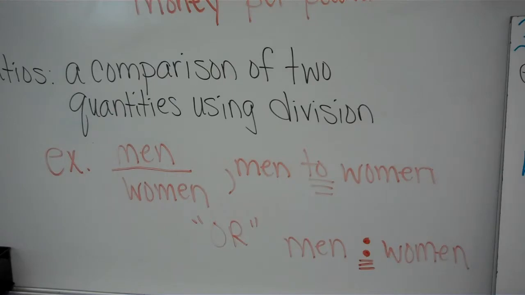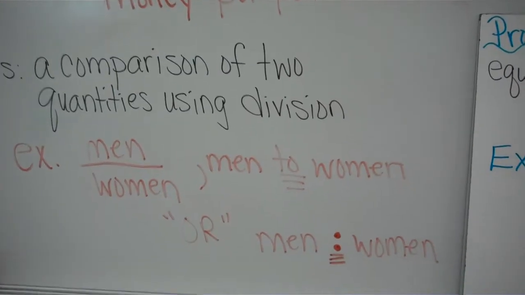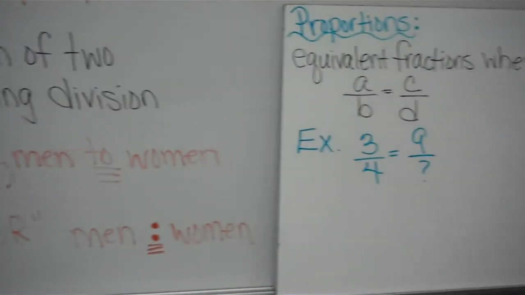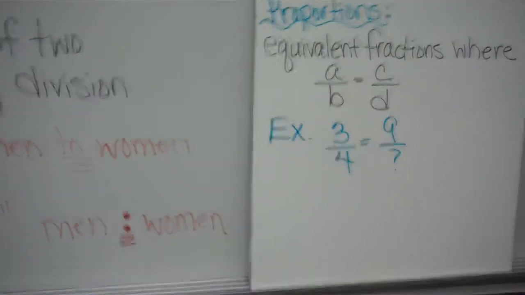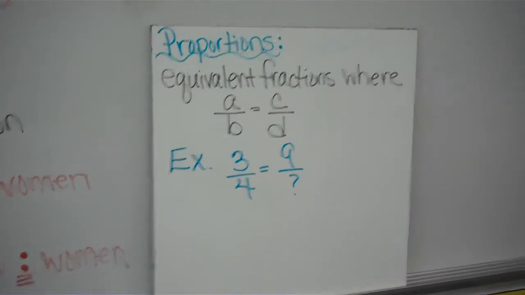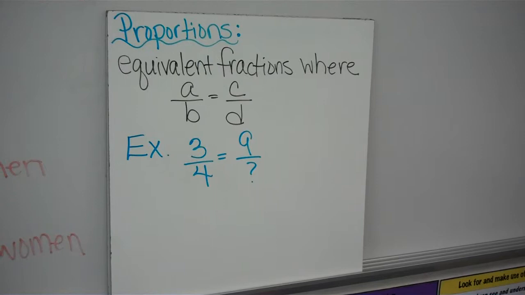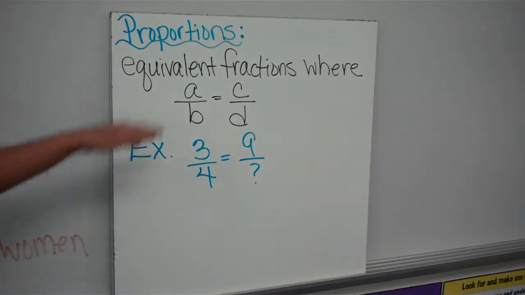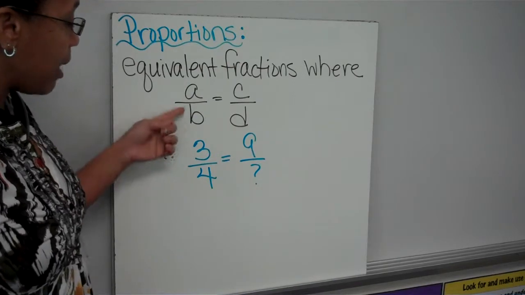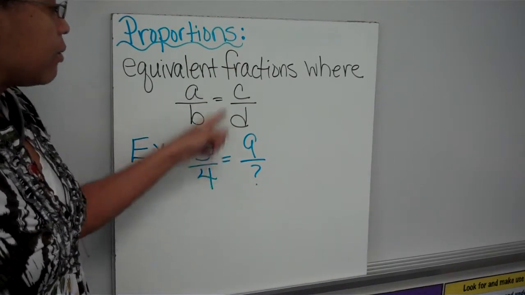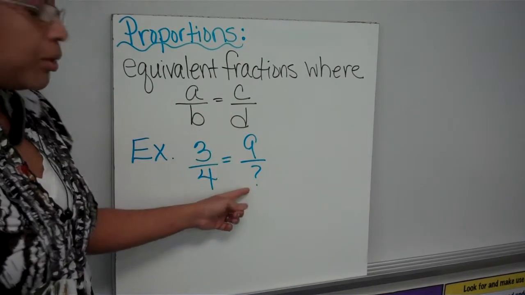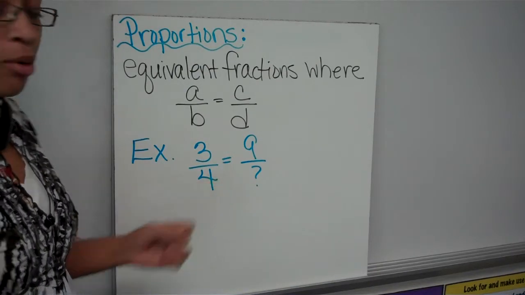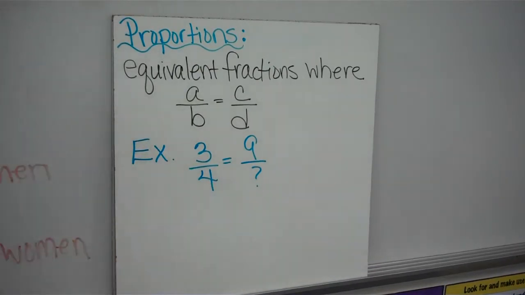When you are trying to compare ratios, that is proportions, or creating proportions, and proportions are nothing but equivalent fractions. So two fractions that are equal to each other, where A over B is equal to C over D. So in this example, my A is 3, my B is 4, and that's equal to my C of 9, and I don't know what my D is, so I would use a proportion to figure that out.